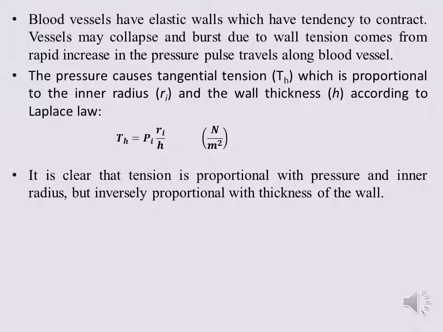Vessels may collapse and burst due to wall tension that comes from a rapid increase in the pressure pulse traveling along the blood vessel. The pressure causes tangential tension, Th, which is proportional to the inner radius, Re, and the wall thickness, H, according to Laplace law, which states that the tangential tension is equal to the pressure times the inner radius divided by the wall thickness. It is clear from the equation that the tension is proportional to pressure and inner radius, but inversely proportional to the thickness of the wall.